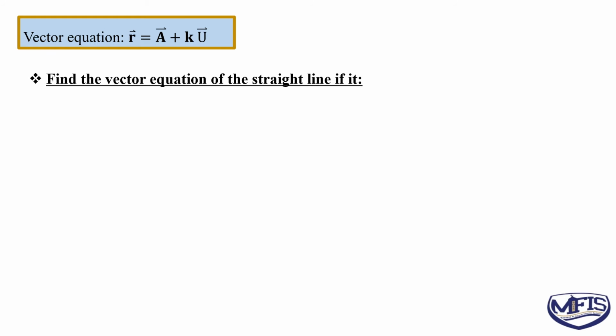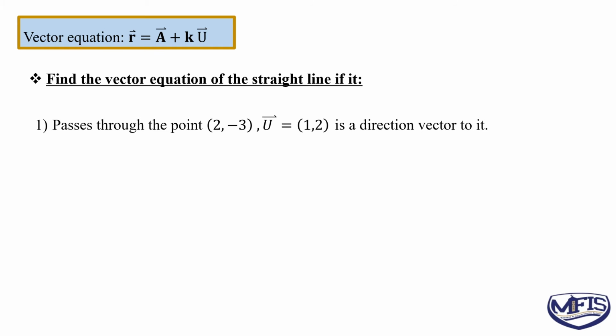So we have an example: find the vector equation of the straight line. It passes through the point (2, -3), so (2, -3) represents the vector A, and the direction is represented by the u vector, which is (1, 2). So the vector equation will be r equals a, which is (2, -3), plus k multiplied by the direction (1, 2).